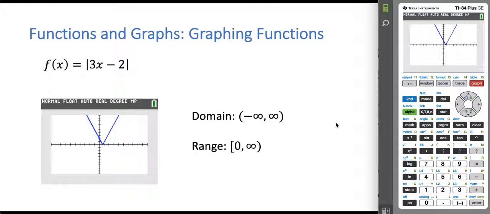And the domain and the range of this function. The domain of this function goes from -infinity to infinity, and the range goes from 0 to infinity. And notice that we're including 0.